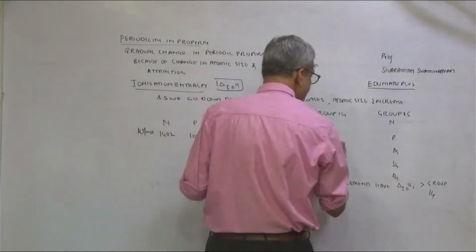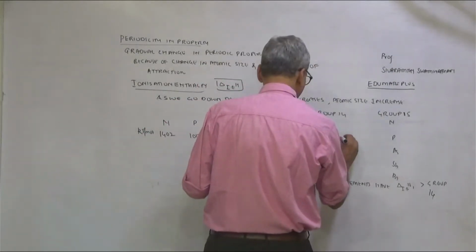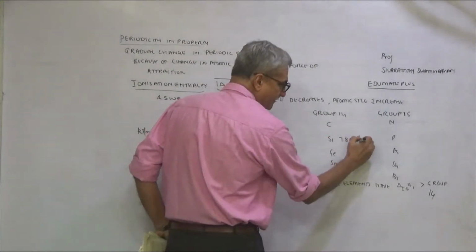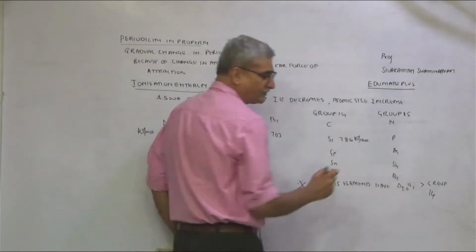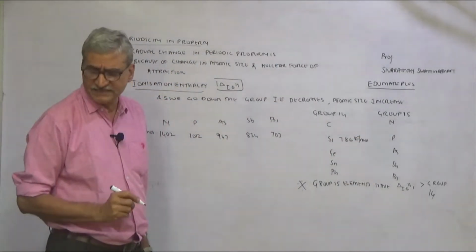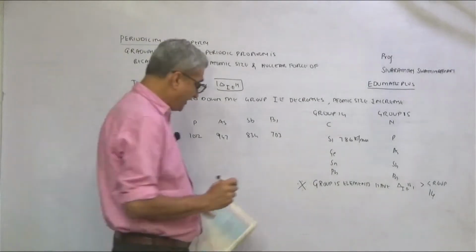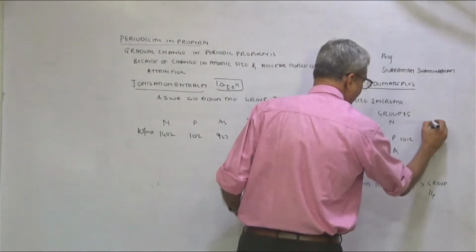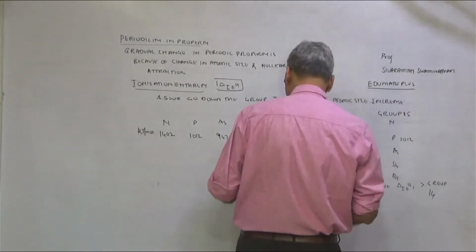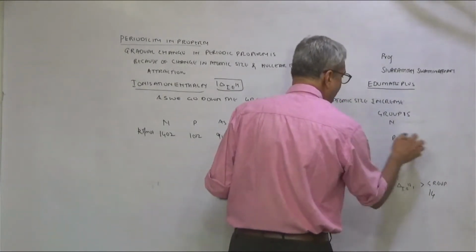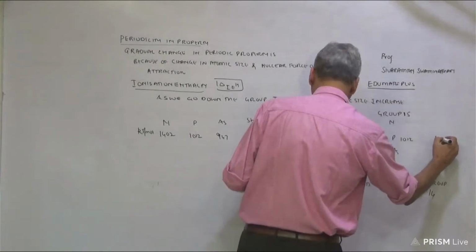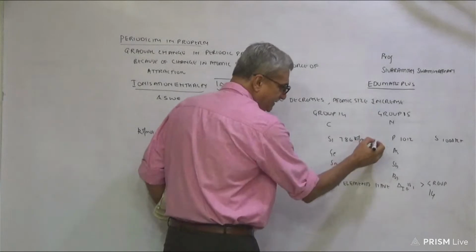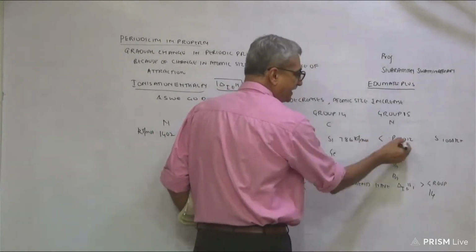Suppose I look at silicon. Silicon has a value of 786 kilojoule per mole. So phosphorus should have had less than 786 kilojoule per mole. But the value of phosphorus is 1012. And if you look at sulfur, the value is 1000 kilojoule per mole. So you can see that group 15 is greater than that.